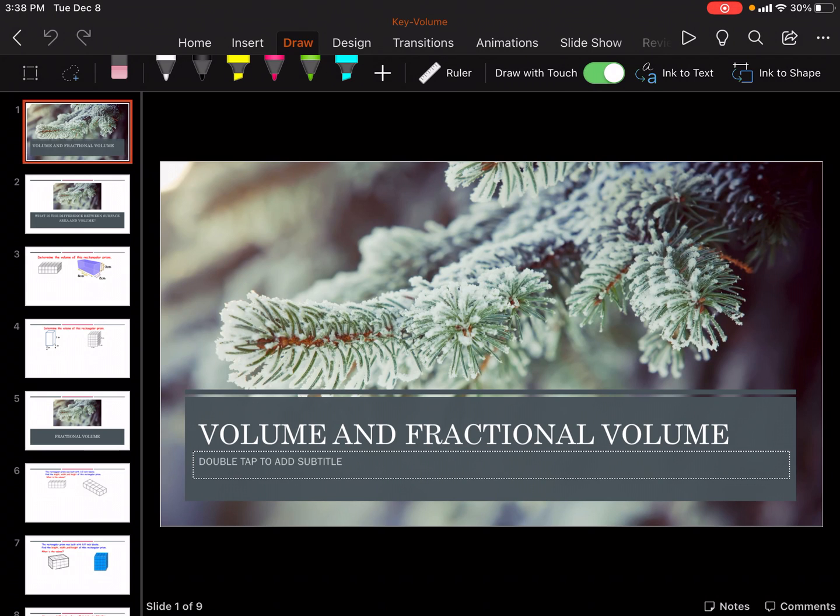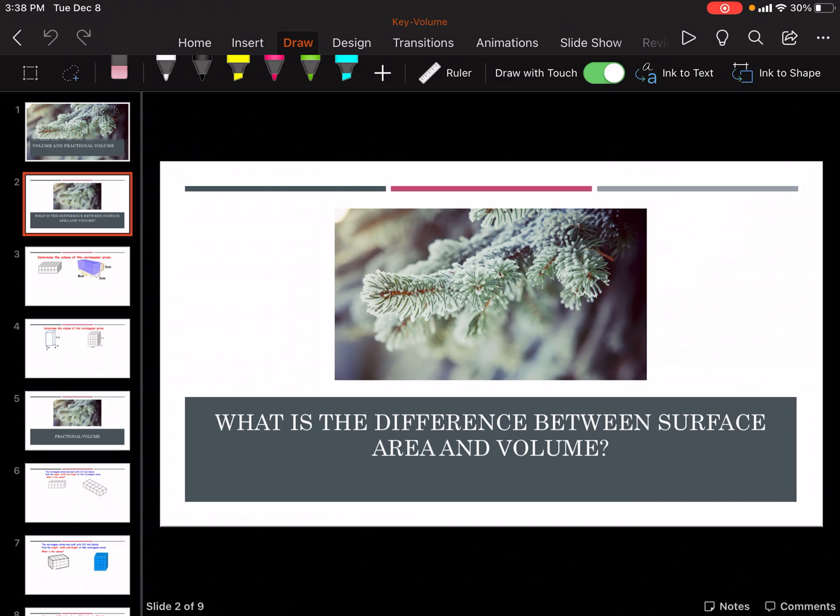Hey guys, in this video we're going to talk about volume and fractional volume. So we're going to start with volume first. And we've been talking about surface area the last few days. Surface area is the area of the outside of the 3D shape, all the sides added together when you draw the net. But volume is how many cubes you can fill inside.